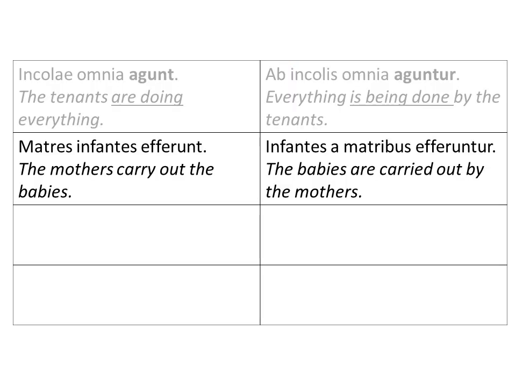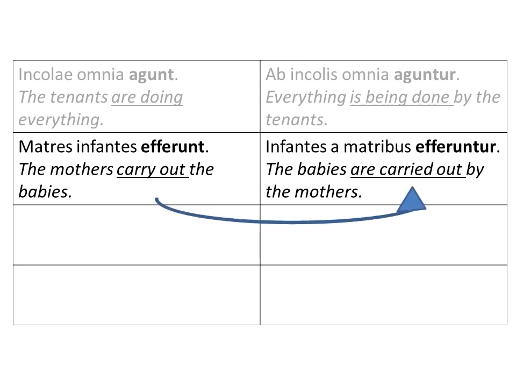Let's look at another example. Matres infantes efferunt is the mothers carry out the babies. The passive sentence, infantes a matribus efferuntur, the babies are carried out by the mothers. We can see the same thing working in these two sentences that we just saw above. Our verbs: efferunt is active, it means carry out. Efferuntur is passive, are carried out. The only difference, NT versus NTUR.